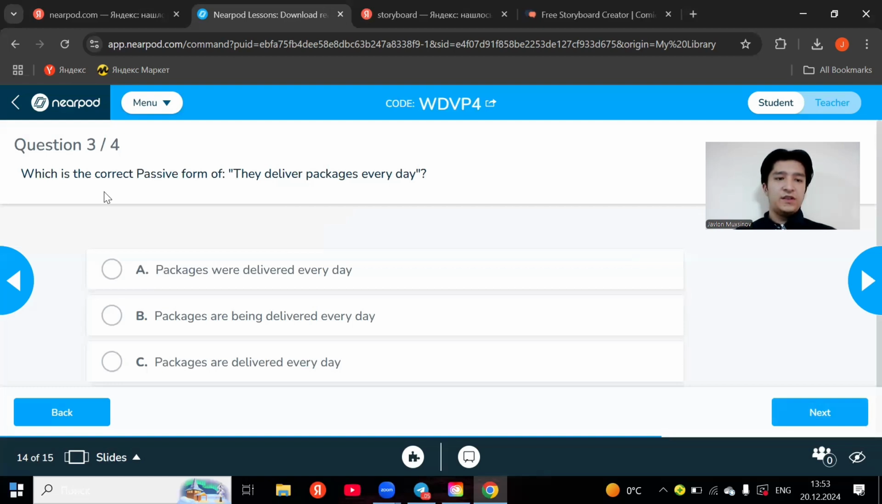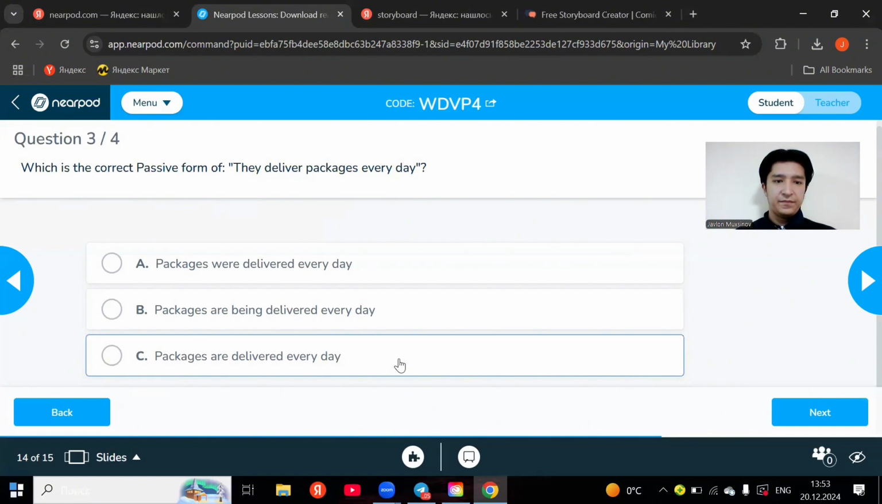Next question: which is the correct passive form of "They deliver packages every day"? The first variant: packages were delivered every day. B: packages are being delivered every day. C: packages are delivered every day. You can choose your answer, and then let's check. The correct one is C.